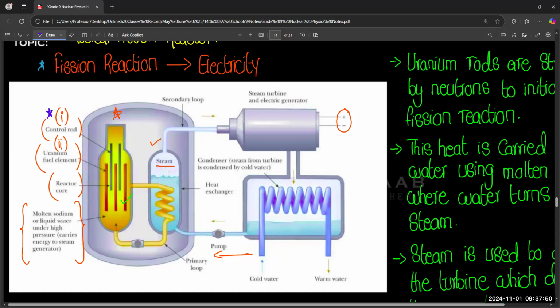Secondly, you can see it is written uranium fuel element. So it means we are using uranium to start the reaction, or we can say we are using uranium as the fuel of the reaction. This is the main source to start the fission reaction. So we are using uranium as the fuel element in this nuclear reactor.